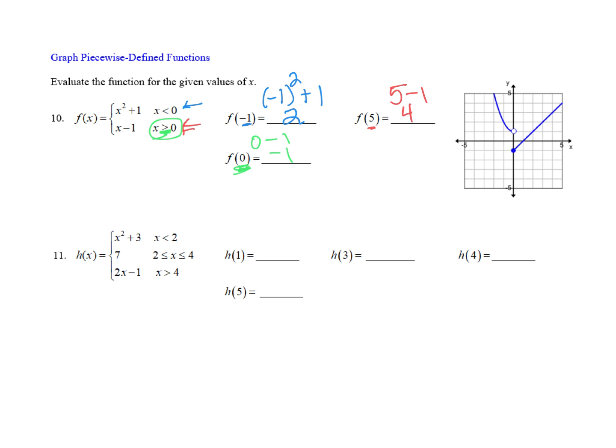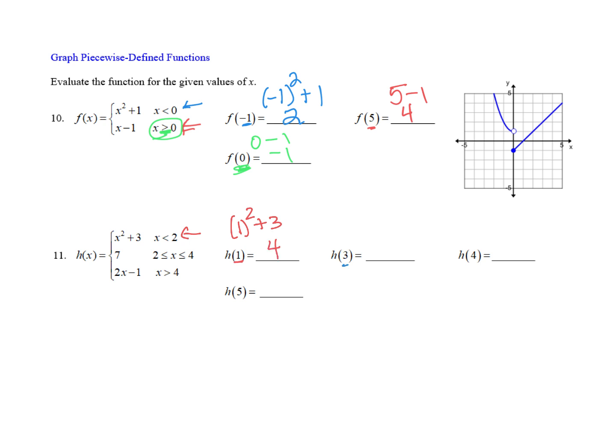Let's try another one. Let's evaluate this one. So we're going to try to find h of 1. Think about h of 1. Which of these domains will 1 fall into? Is 1 less than 2, between 2 and 4, or greater than 4? Well, 1 is less than 2. So I'm going to plug 1 into that particular piece, and I get 1 squared plus 3, which would be 4.